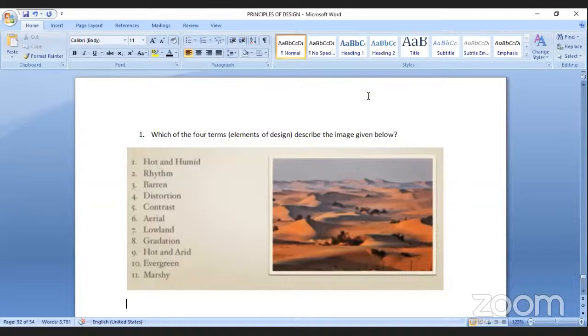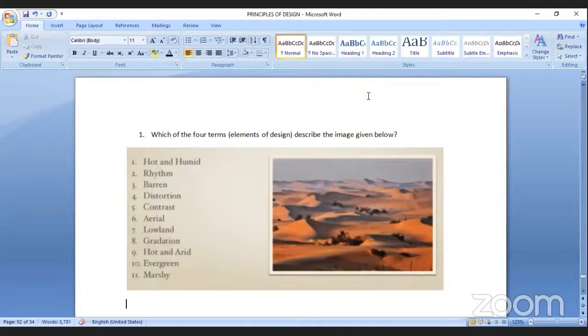Aerial means you either have to see whether it's an aerial shot or whether a significant part of sky is there. It seems to be taken from high above, so it's an aerial view. So it's true. Lowland. What is the meaning of lowland first? Flat ground, which is at sea level, not above, below. So this is not a lowland.